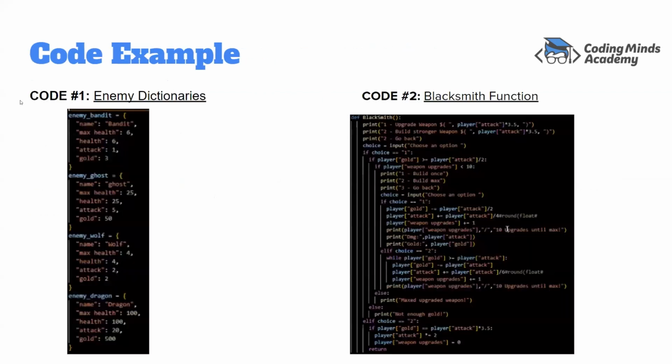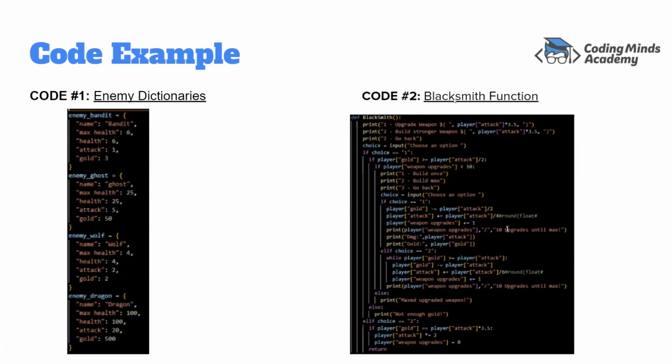So code one, my example was enemy dictionaries. This was a dictionary where it stored all of the enemy data and basically it had their name, health, max health, attack, gold. I said that in the wrong order. And I just did it multiple times for different enemies.